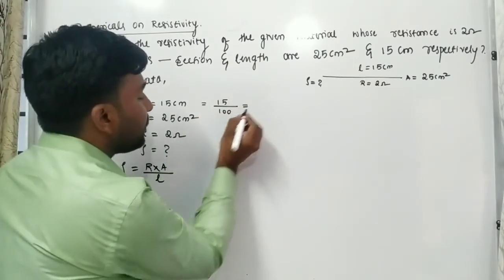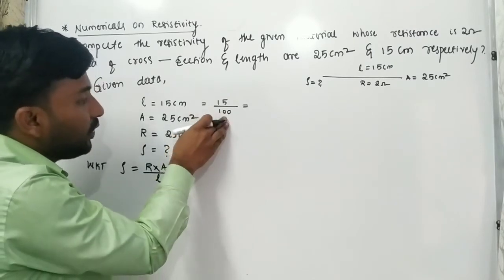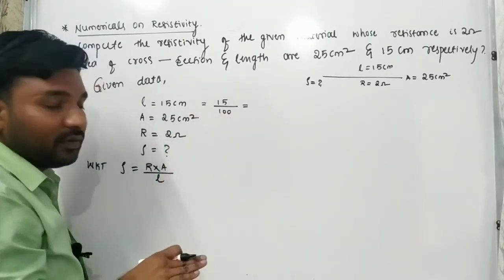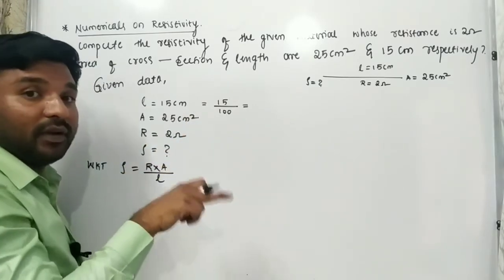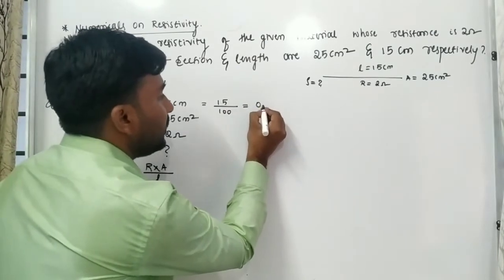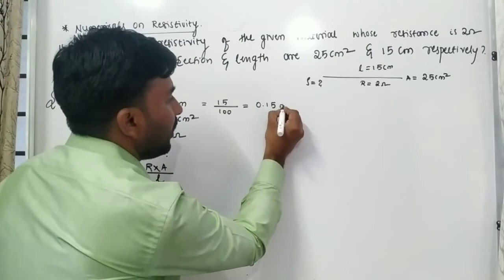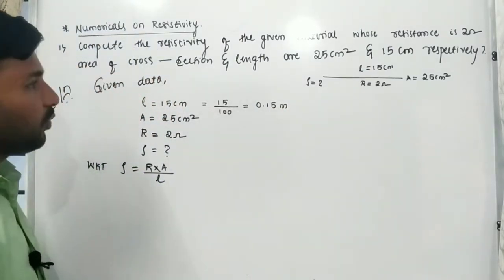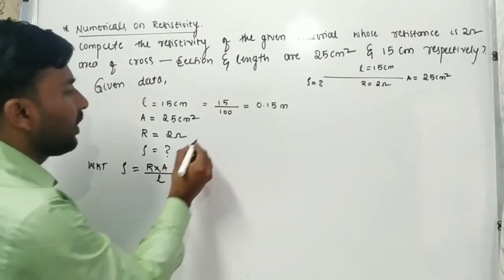This is equal to, in the denominator we have 2 zeros. So in order to remove the 2 zeros in the denominator, I need to give the point in the numerator after 2 digits, 1 and 2. So here 0.15 meter, 0.15 meter.